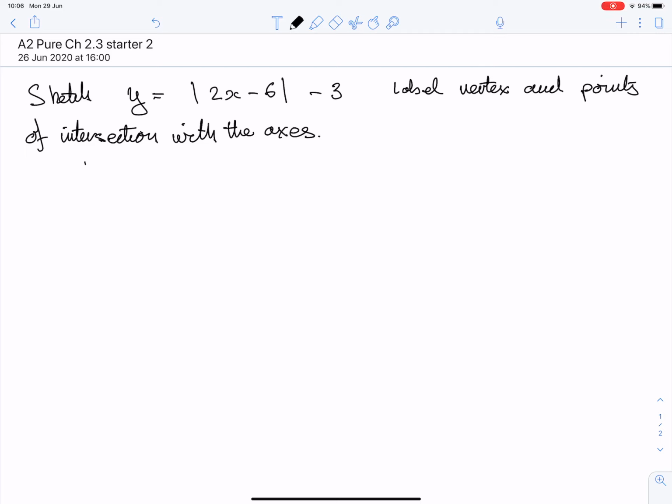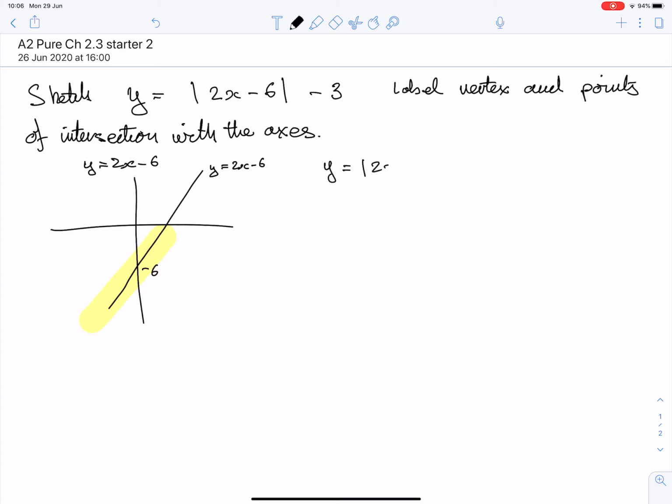So let's start with y equals 2x minus 6. We know that that is going to go through minus 6 on the y-axis with a gradient of 2. Now the modulus sign means that the negative part of the graph gets reflected. So y equals the modulus of 2x minus 6 is going to look like this. This part would then have been dashed, so it gets reflected upwards.